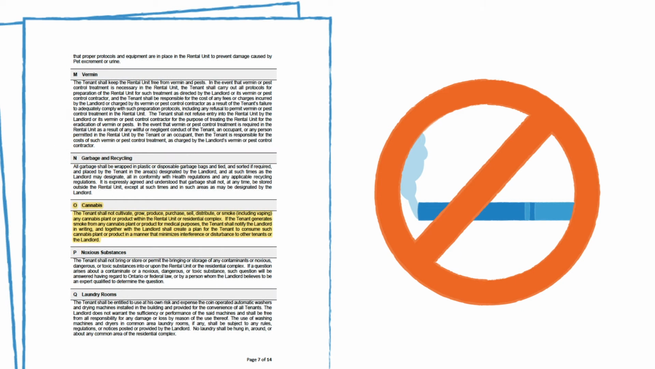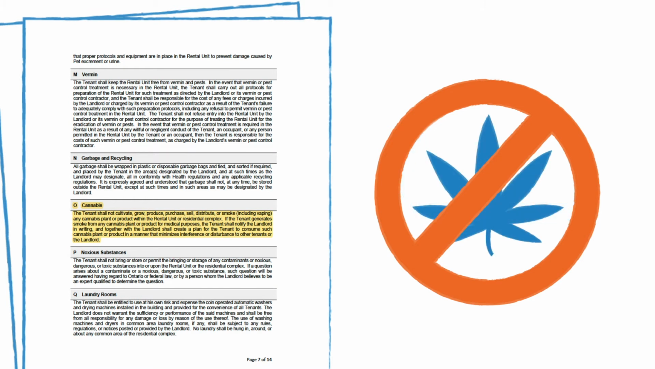Section 32(o) talks about cannabis and prohibits the tenant from cultivating, growing, producing, selling, distributing, or smoking any cannabis plant or product within the rental unit or building unless for medical purposes, of which a valid prescription will be required.